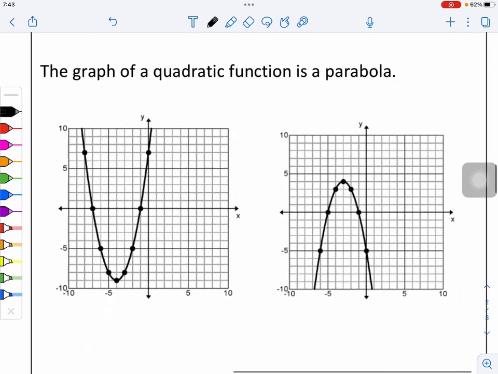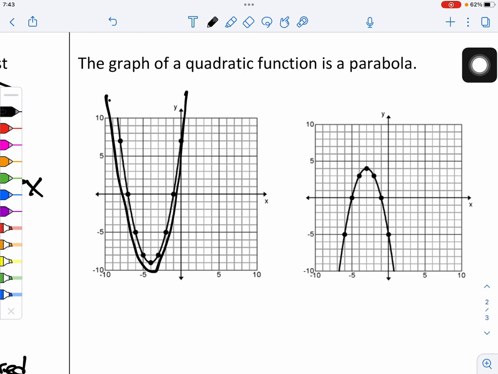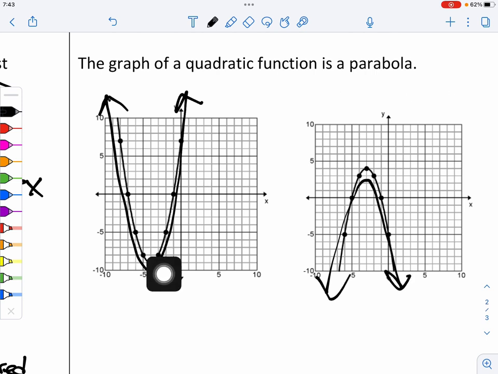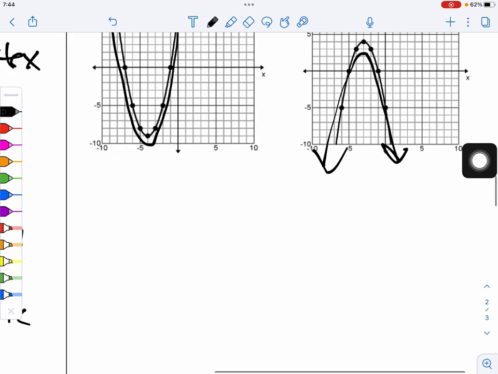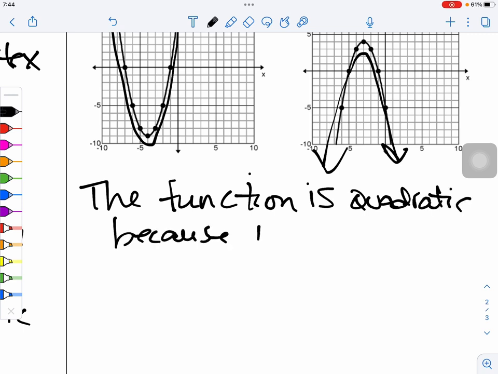If I'm looking at a graph, I know that my function is quadratic because its graph is a parabola. Remember, the parabola is that curvy, almost a U shape. It's either concave up or concave down. It's either got a vertex at a minimum or a vertex at a maximum. And we can say the function is quadratic because its graph is a parabola.